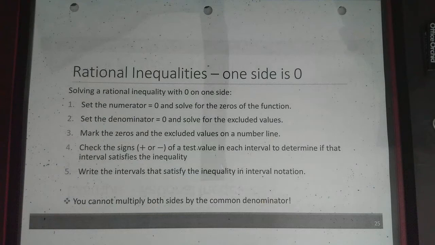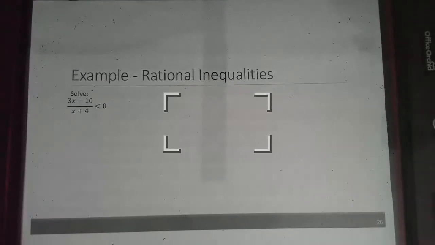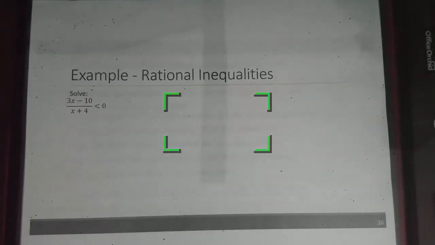We are going to mark both the zeros and the excluded values on a number line. Then, just like we did with quadratic inequalities, we're going to use test values in each interval to check to see if the interval is positive or negative. And then finally, we're going to pick out the intervals that we want for our final solution. So we're going to start with (3x - 10)/(x + 4) < 0.